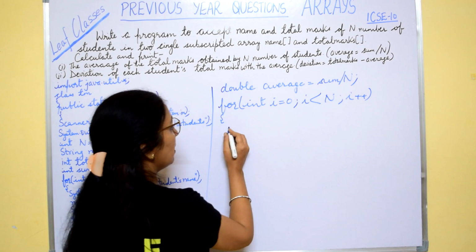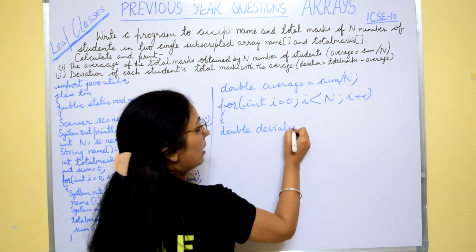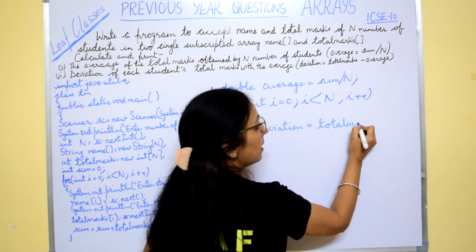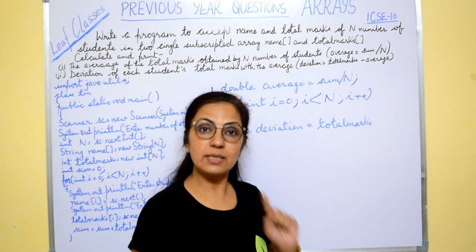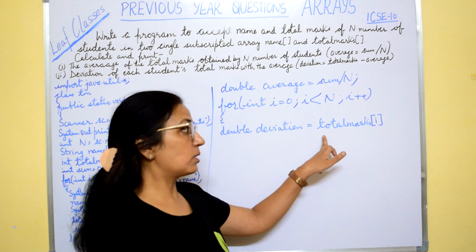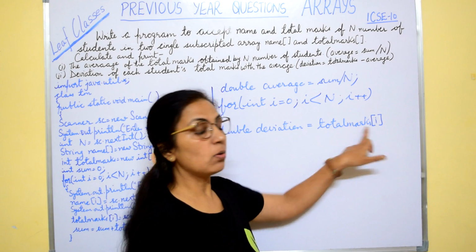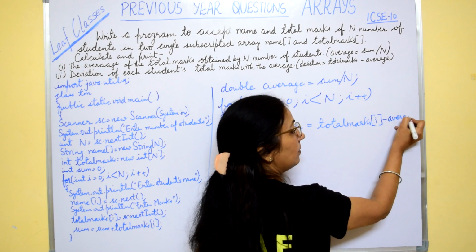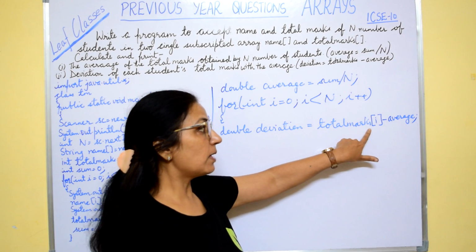and here we can write double deviation is equals to total marks. Now this total marks is not a normal int variable. What is this? It is an integer array. So here we have to take the subscript with this total marks i. So first time it will be for 0th index number, total marks 0, then total marks 1, total marks 2, like this it will be, minus average. Average we have already calculated. So in deviation variable you are getting total marks minus average.